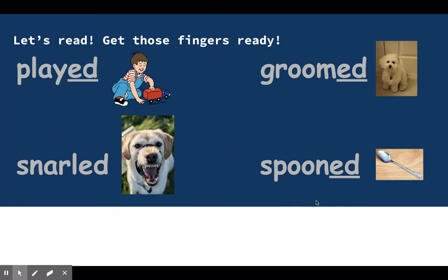And take a look at my last word. See if you can find the base word and fingerspell by yourself. I'll give you a second. All right, let's do it together. Spooned. Like I spooned some sugar on my cereal 2 weeks ago, because that ed means happened in the past. Notice all of these eds today say d.